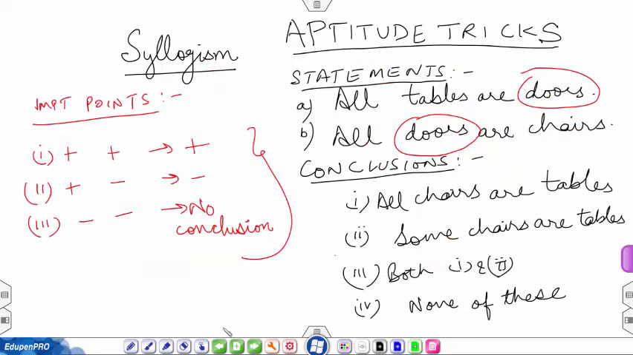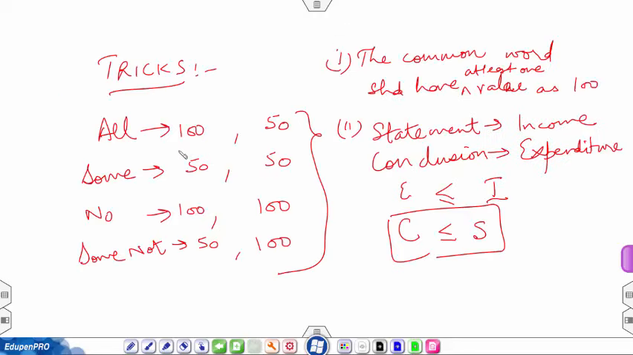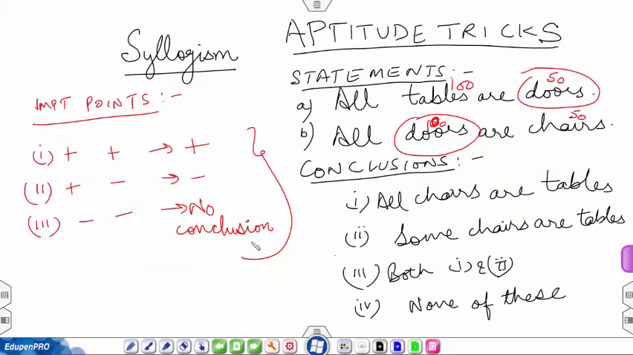So all tables are doors. I'm coming back to this. All tables. What value should I assign to tables? 100. Perfect. What value should I assign to doors? 50. Doors here should be 100, and the chairs should be 50. Remember I said whenever you have a statement starting with all, the first word should have a value of 100 and the second word should have a value of 50. So 150, 150.